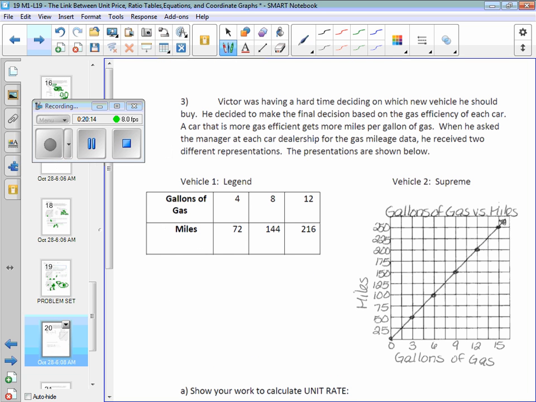All right, this is the one that, if you did this, it wound up being a repeated decimal if you got this far. I'll show you what I mean. All right, the Legend. How'd you figure out miles per gallon? What operation, everybody? Let's do 4 into 72. It goes in evenly. You wind up getting 18. Okay, 18 for the Legend.